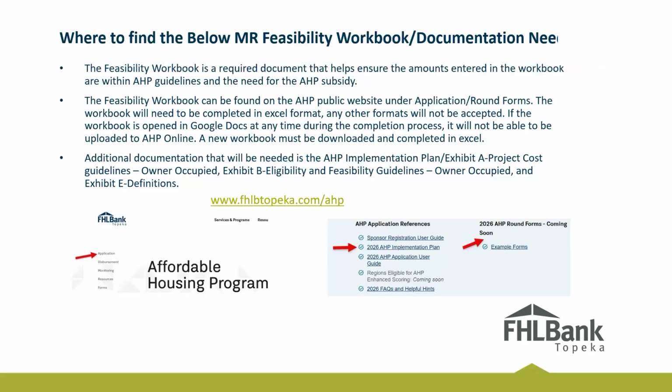If the workbook is opened in Google Docs at any time during the completion process, it will not be able to be uploaded to AHP Online. A new workbook must be downloaded and completed in Excel. Additional documentation that will be needed is the AHP Implementation Plan, Exhibit A, Project Cost Guidelines Owner-Occupied, Exhibit B, Eligibility and Feasibility Guidelines Owner-Occupied, and Exhibit E, Definitions. Below is a screenshot of where to find these.